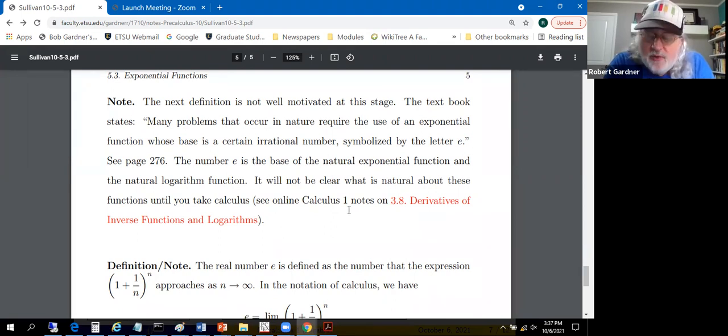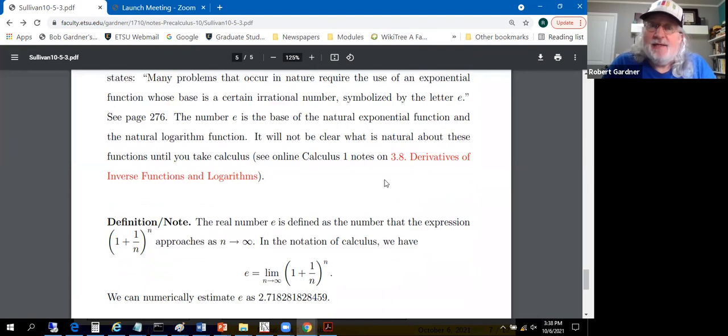But when you view some of the calculus properties of exponential functions, that will give a naturalness to the exponential function. It's a calculus property that makes it natural. So for your information, click on the hyperlink there. That'll take you to some notes that deal with derivatives. And this differentiation idea is what reflects the naturalness of a natural exponential function.